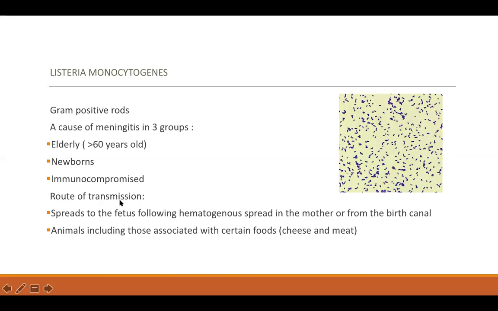It generally has 2 routes of transmission. It spreads to the fetus following hematogenous spread in the mother, or from the birth canal, the same thing. It can spread through animals, including those associated with certain foods, for example cheese and meat and those. And an interesting fact about it is that it resists refrigeration also.